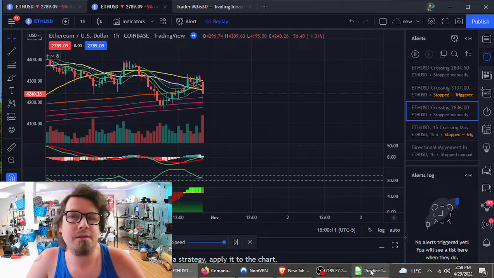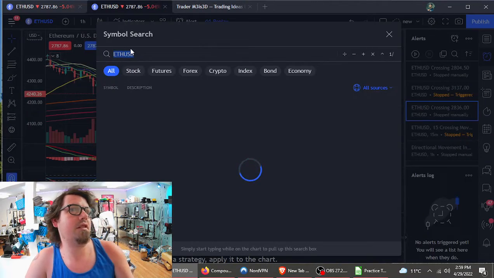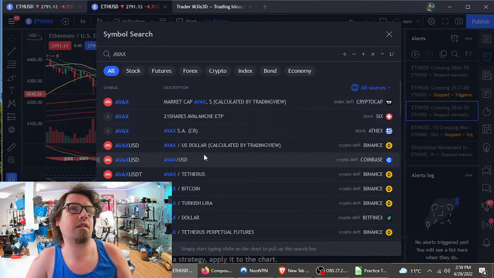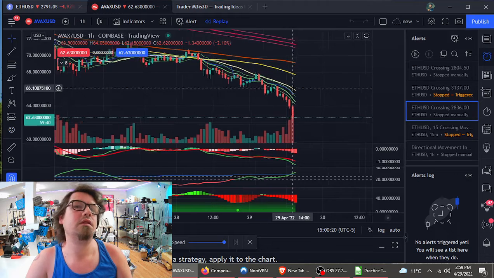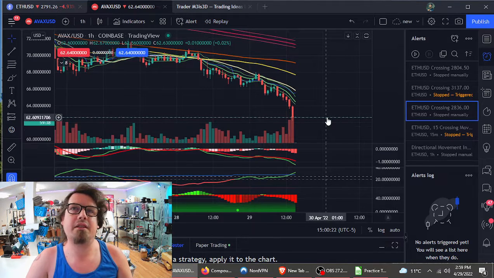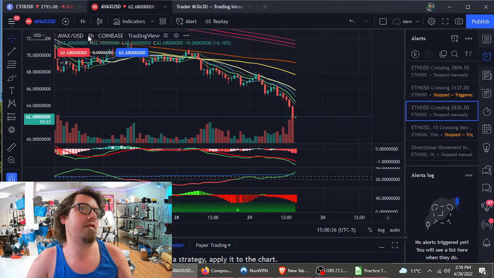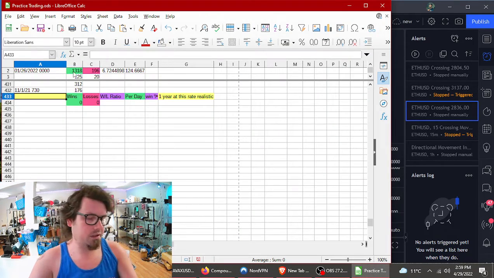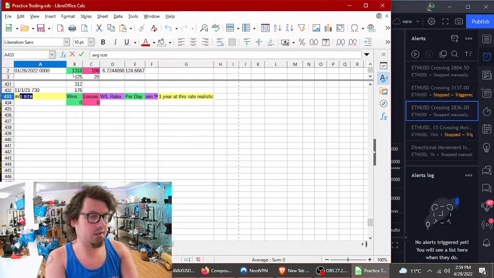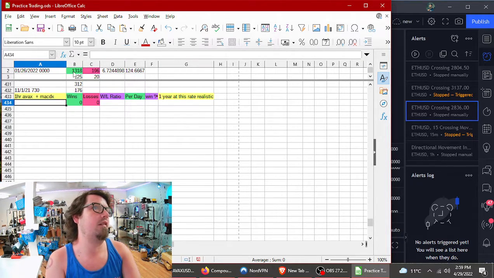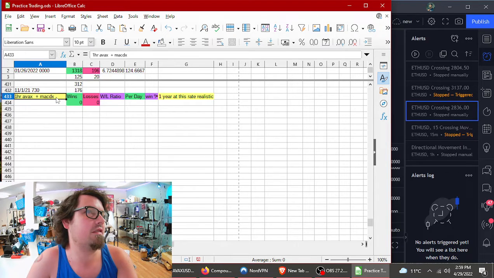All right, so let's do an altcoin just for fun. AVAX, Avalanche. Let's do AVAX on the 1 hour chart, which we're already on. I keep track like this. I like putting the hour first. 1 hour AVAX.